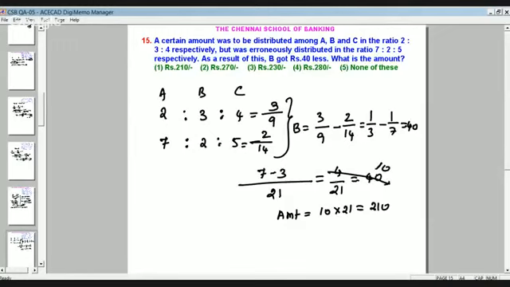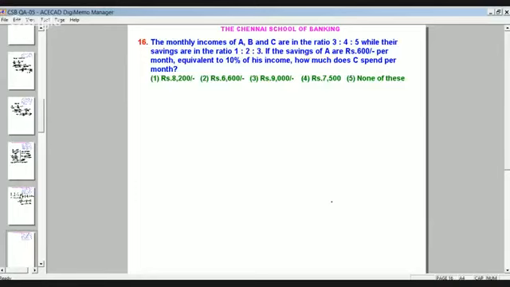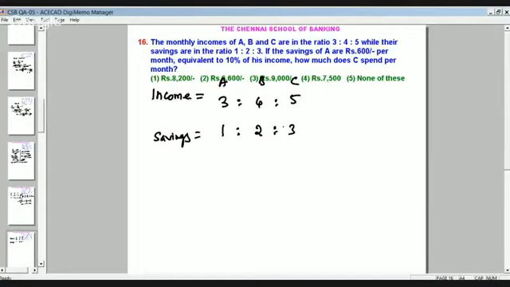Next, the incomes of A, B and C are in the ratio 3:4:5. The savings ratio is given as 1:2:3. A's saving, 1 part, is 600, so C's saving is 1800. Because the question asks for the expenditure of C. C's saving is 1800, we know; if we know C's income, we can tell the expenditure.